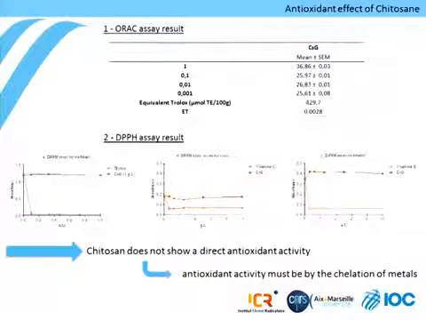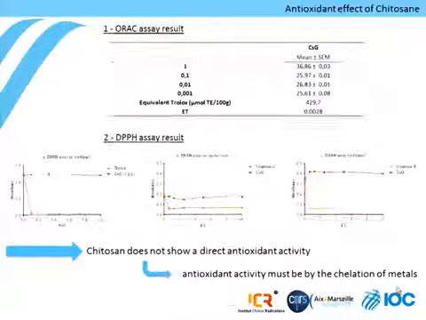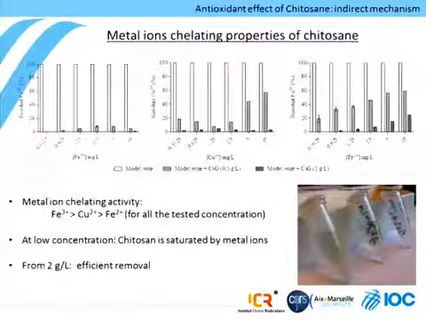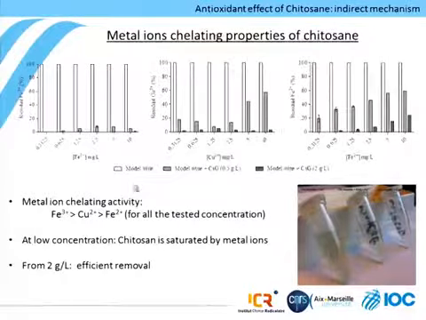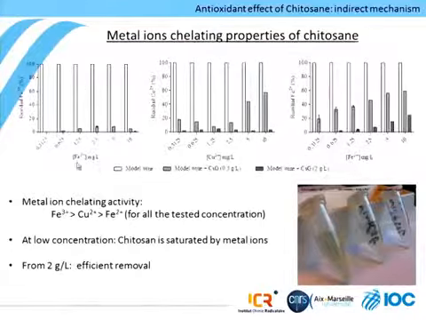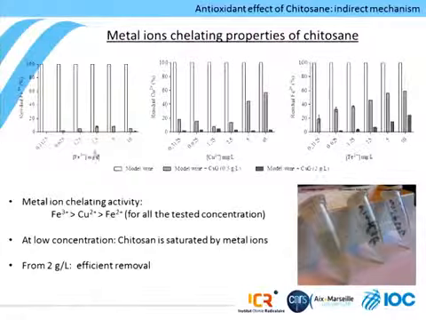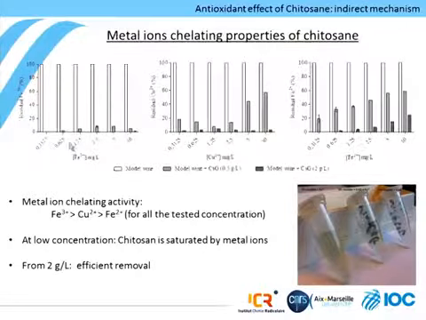For this very reason, we might think and assume that if there is an antioxidant activity, this must occur indirectly by chelation of metals. Therefore, we need to know whether chitosan in the wine solution, in the model wine, has these chelating properties or not. And this is what we did. We used different concentrations of iron. You see Fe3+, Fe2+, and copper 2+.